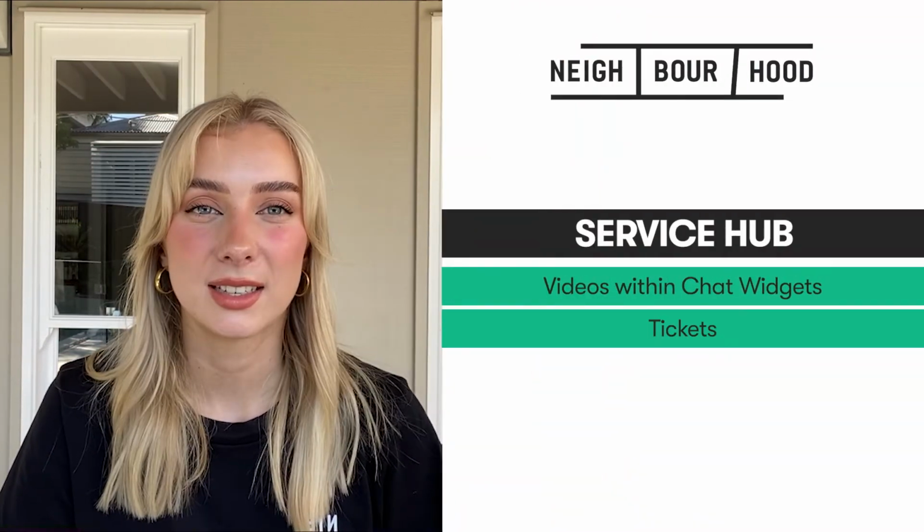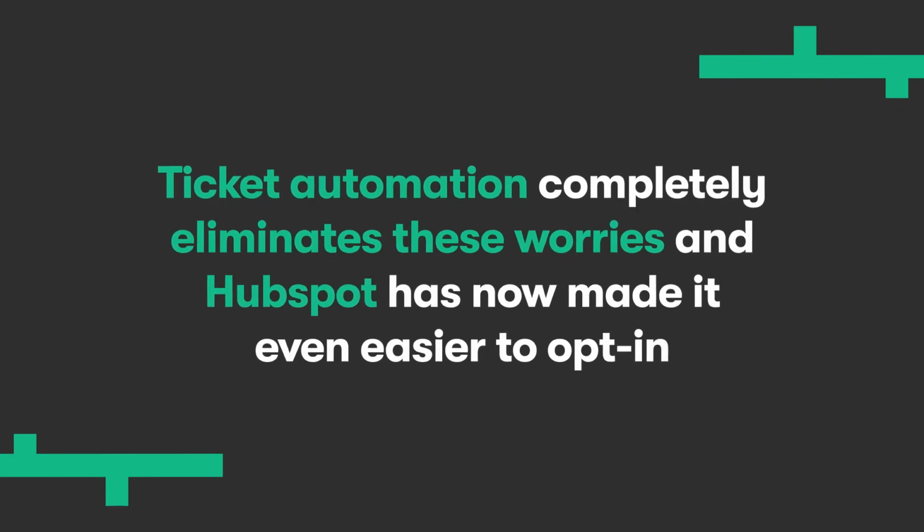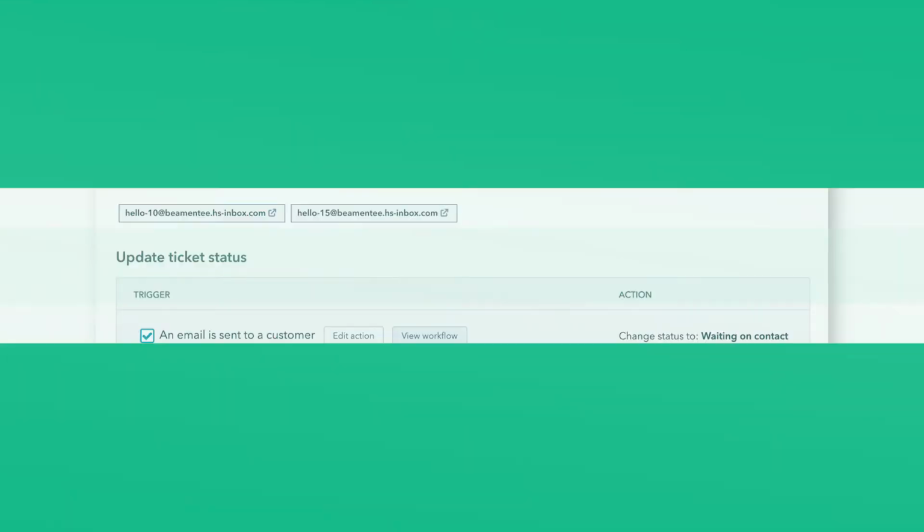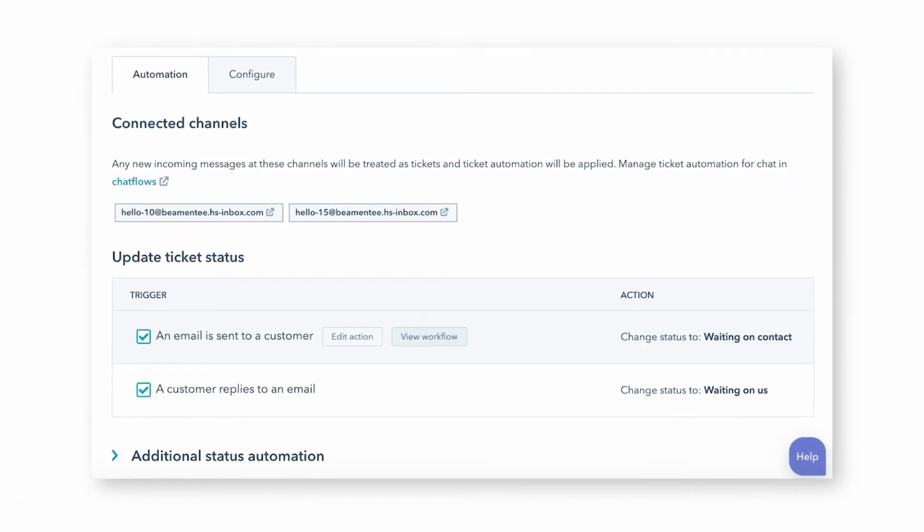Okay, last on my list of updates, let's talk tickets. Customer service teams shouldn't have to worry about their team missing tickets or wasting time on status management. Ticket automation completely eliminates these worries, and HubSpot has now made it even easier to opt in. Now in public beta for all net new users of Service Hub Starter, Professional, and Enterprise, contextual ticket automation will be turned on. How good?